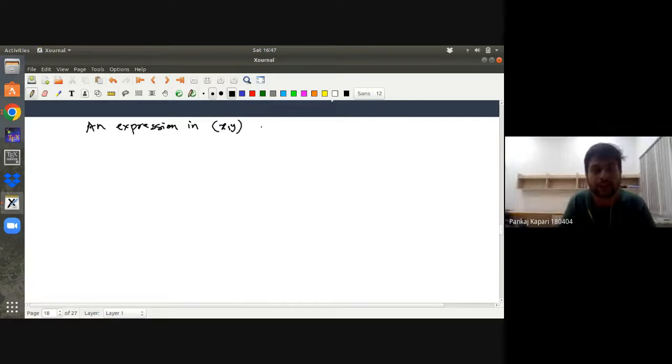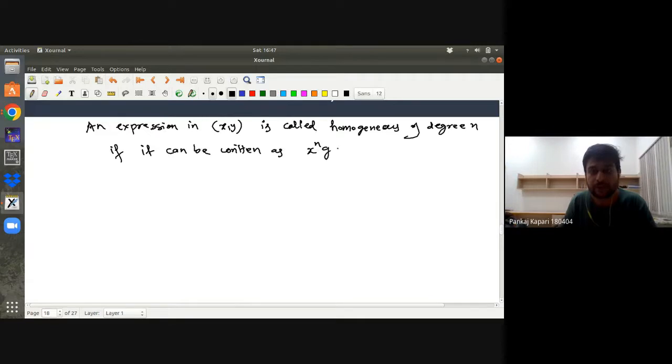An expression in x and y is called homogeneous of degree n if it can be written as x to the power n times some function of y over x. Okay, this is our first definition.